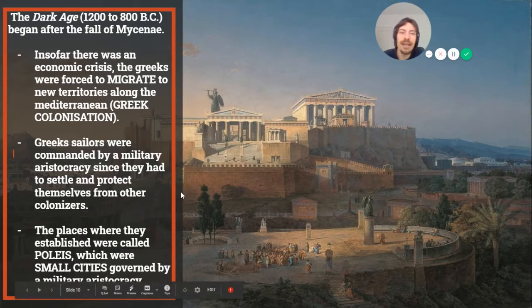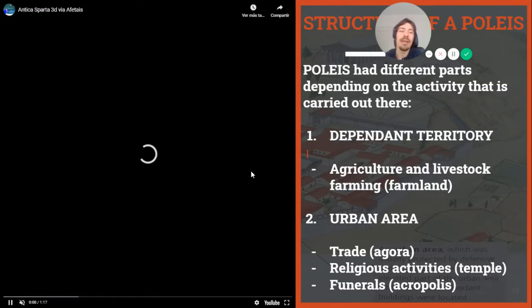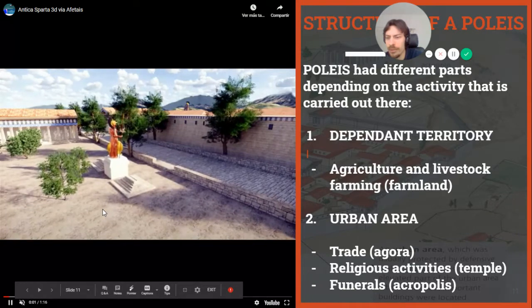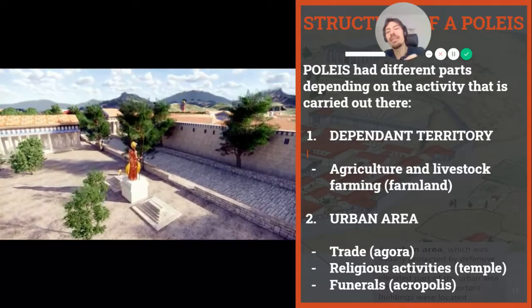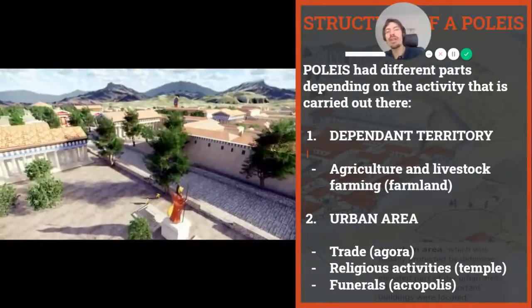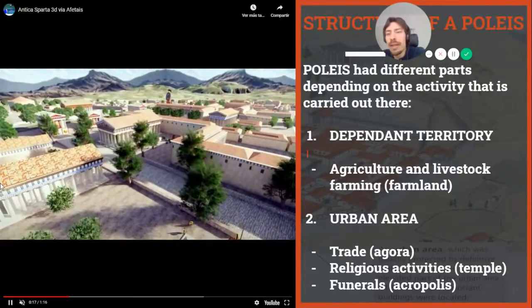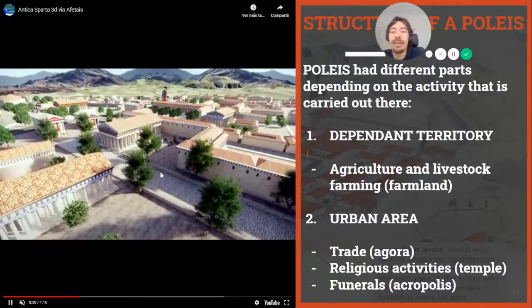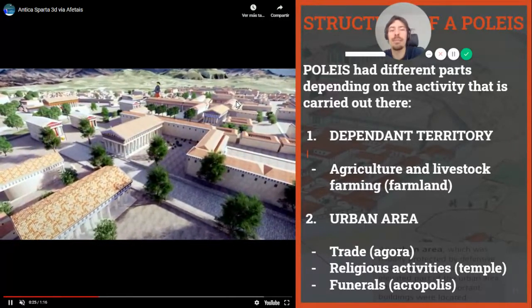The Greek settlements were called polis, which were small city-states with two different areas, namely the dependent zone, where the agricultural activities were carried out, and secondly, the urban places where the craft work, the religious, the trading, and the political activities were taking place, right? As far as you can see, this could be the urban area, and these outskirts could be called the dependent zone.